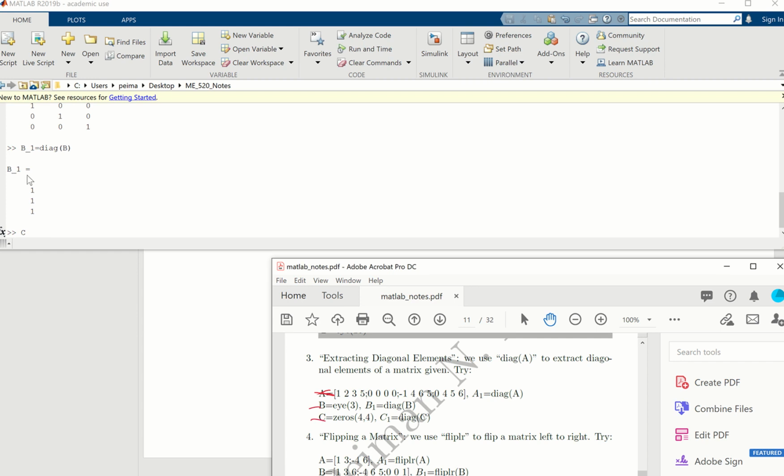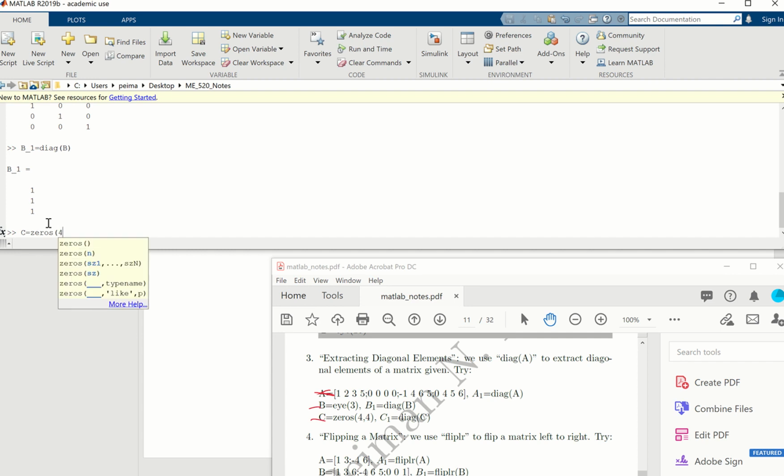If C is a zeros matrix of 4 by 4, this is a square matrix, right? So here we go. Obviously, the diagonal elements are zeros. If I say C1 is diag of C, you're going to see 4 zeros. So let me choose another.